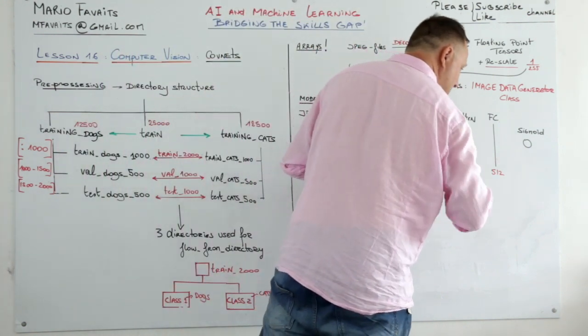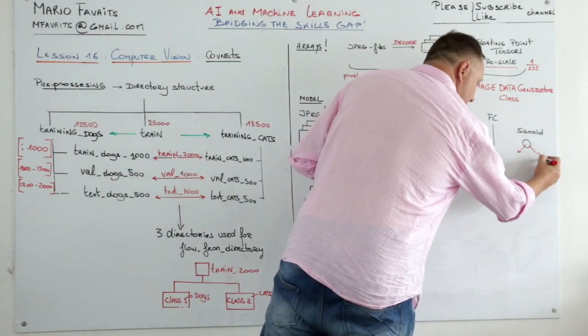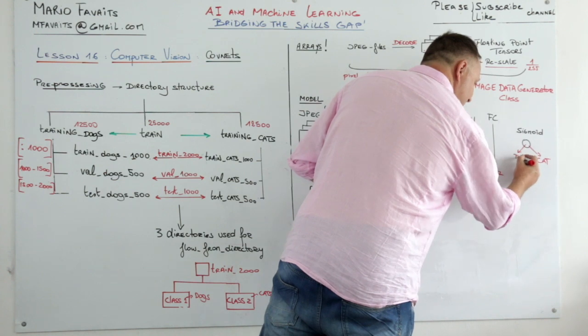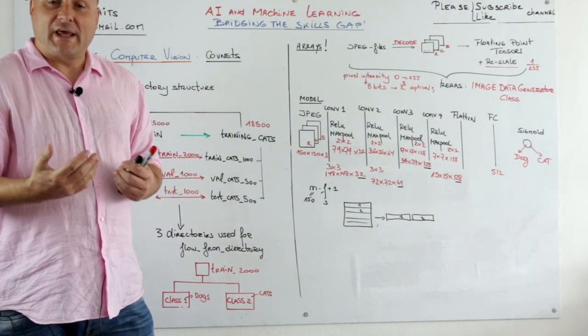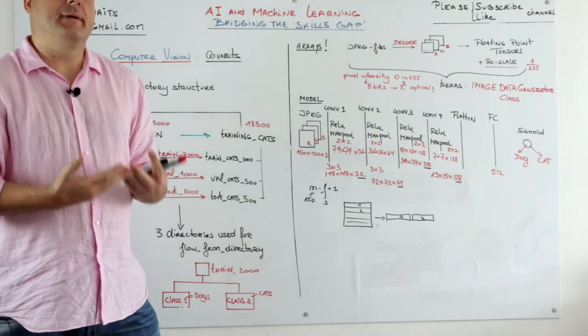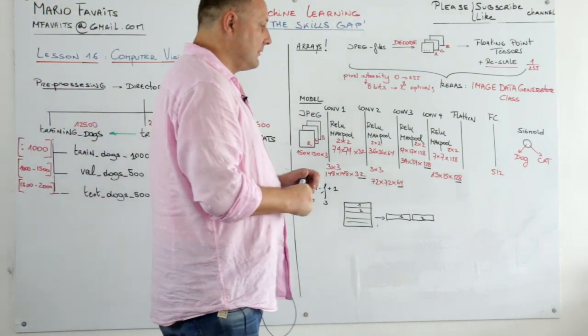So this whole stream is going to go through all these 512 units, and then at the end you will have a sigmoid with two outcomes. One is cat, one is dog. It doesn't give you the output, cat or dog, but it gives you the probability of it being a cat or a dog.